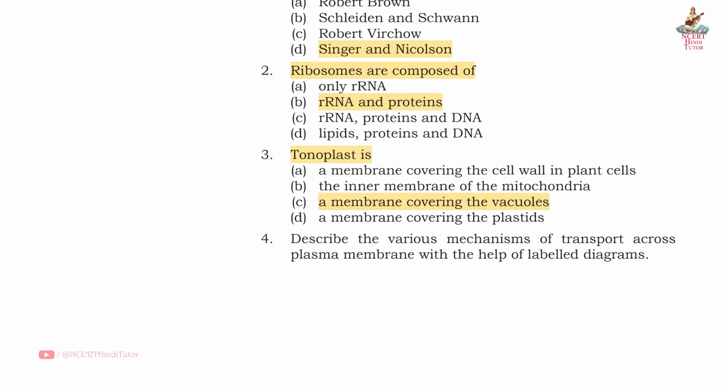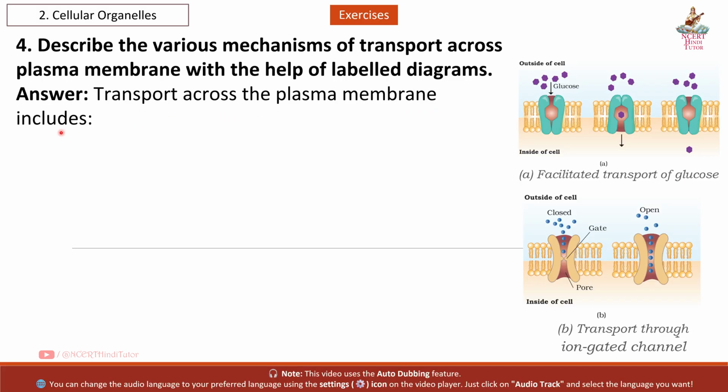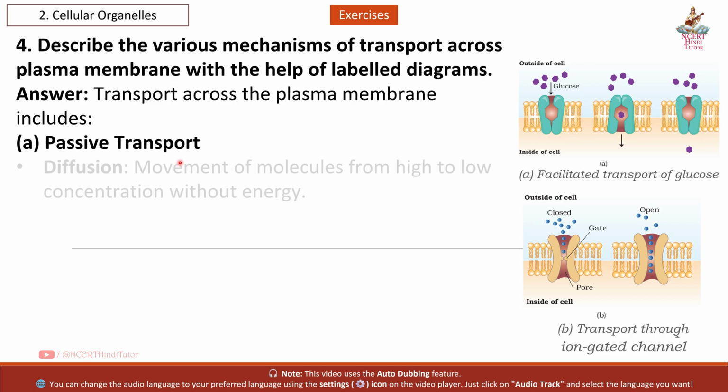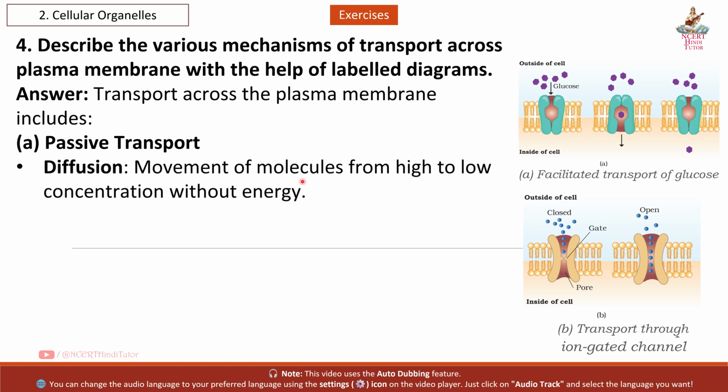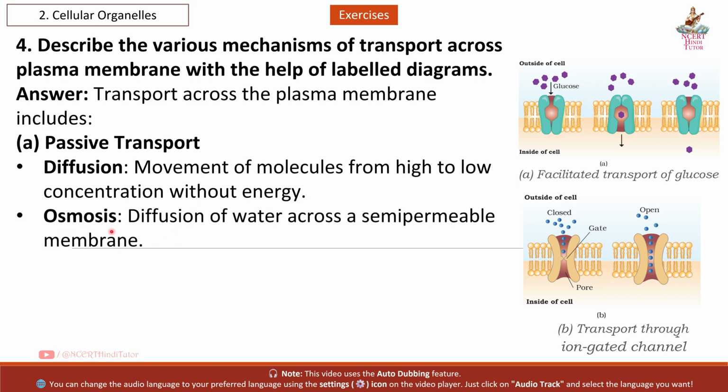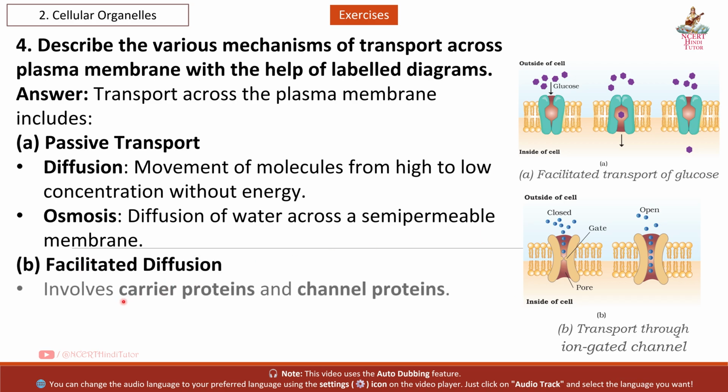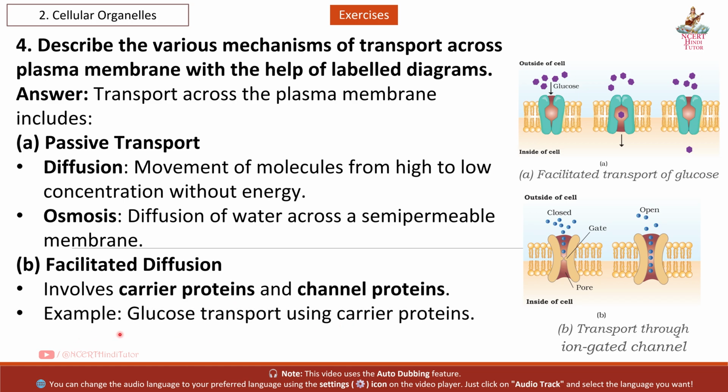Question 4. Describe the various mechanisms of transport across plasma membrane with the help of labeled diagrams. Answer. Transport across the plasma membrane includes A. Passive transport, diffusion, movement of molecules from high to low concentration without energy, osmosis, diffusion of water across a semi-permeable membrane. B. Facilitated diffusion involves carrier proteins and channel proteins. Example, glucose transport using carrier proteins.